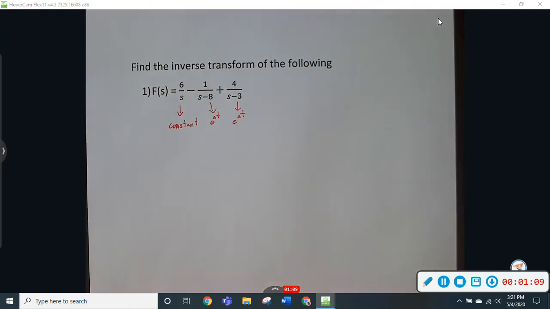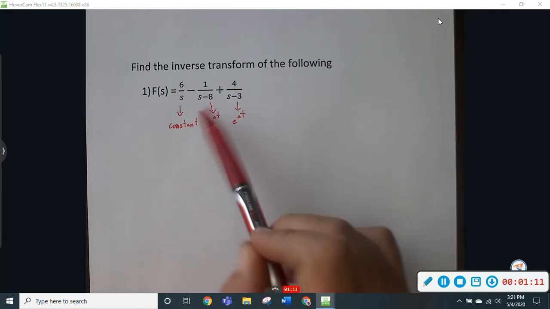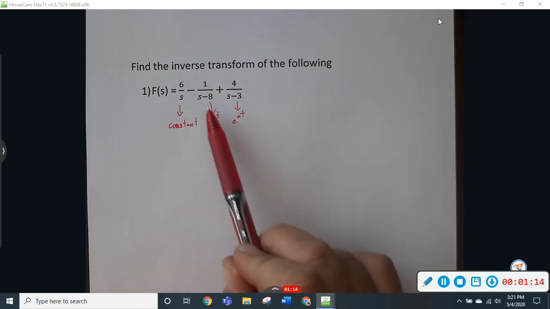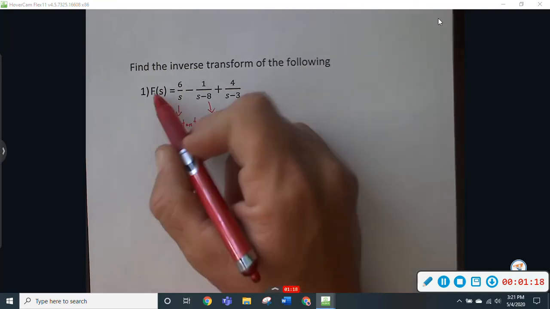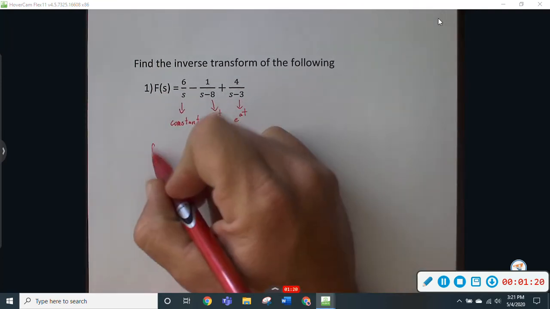So just identifying those numbers on top as constants. If this was our s plus a, it still matches. We just know that we have a negative exponent then. So F of s is our Laplace transform. That means f of t was our original.